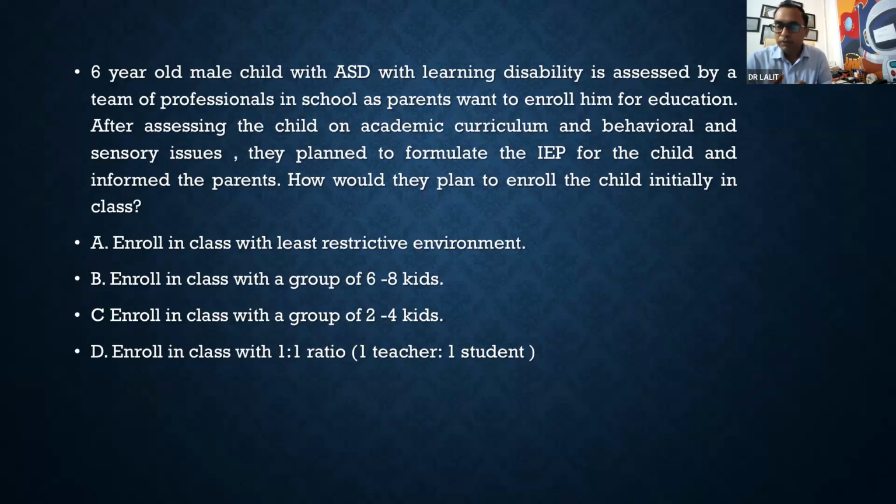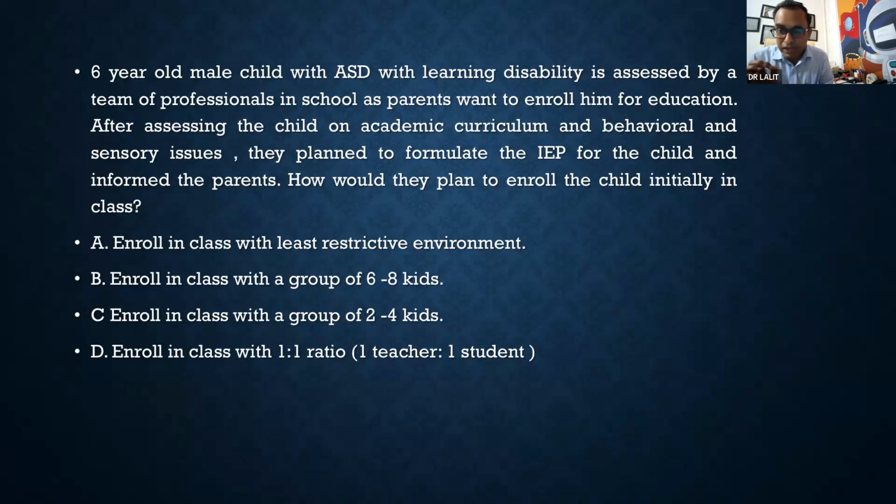Whenever we formulate an IEP, our aim is to enroll the child into inclusive education, irrespective of his ASD, irrespective of his learning disability. So the first and foremost thing is to enroll the child in the least restrictive environment. If the child does not fit into a setting of 15 children with 1 ASD child, reduce the setting. Make it 10, make it 6, and accordingly reduce. So step 1 is the least restrictive environment, which we know as LEAST, least restrictive environment. The first best option for this child is to enroll in a class with the least restrictive environment.